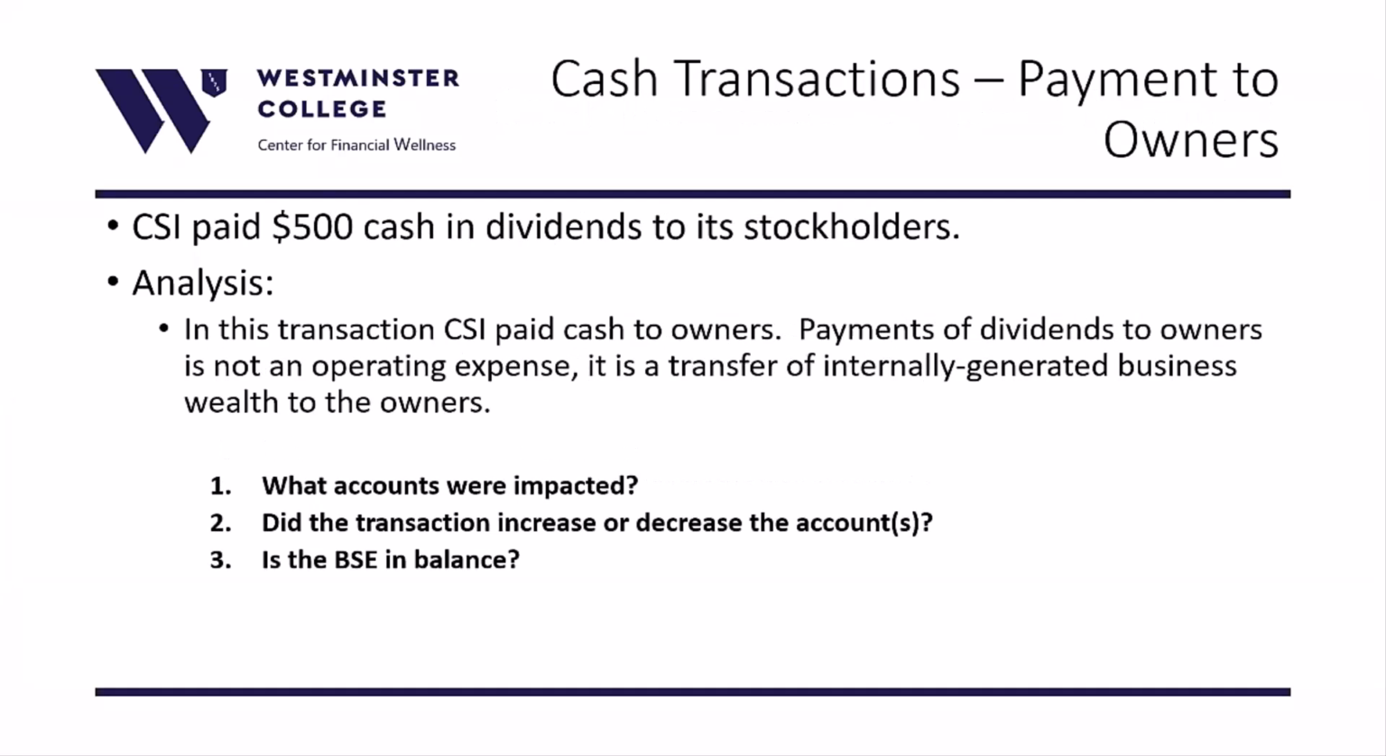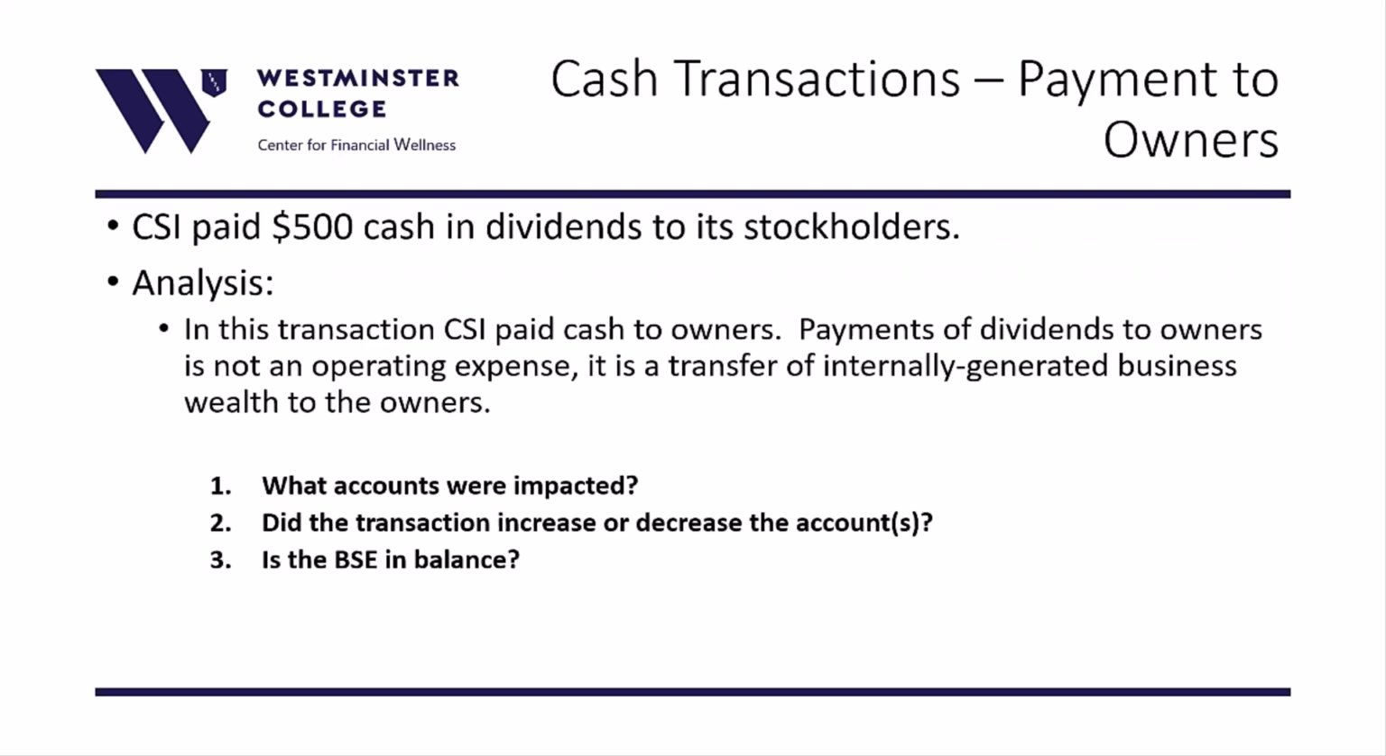CSI paid $500 in dividends to its stockholders. All right, in this transaction, CSI is paying cash to the owners. Payments of dividends is not an operations type activity.